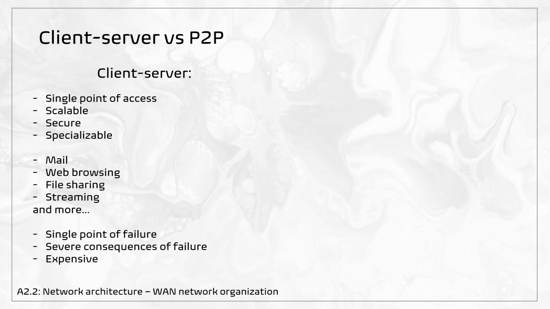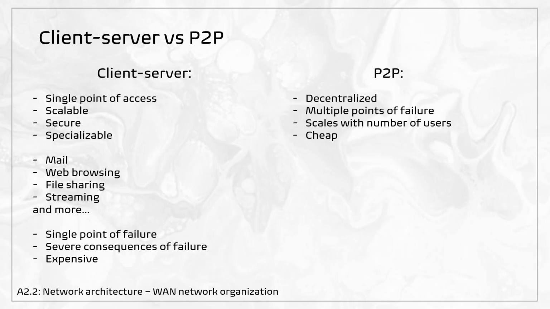Now moving on to P2P. Firstly, P2P is decentralized, meaning there's no central entity that oversees all traffic. This improves privacy of individual users and makes it so that there's multiple points of failure. This means that if one device on a P2P network goes down, it doesn't hinder the performance of the rest of the network.